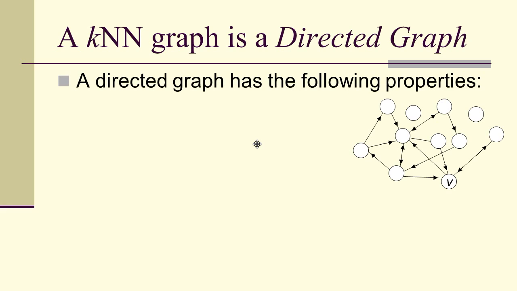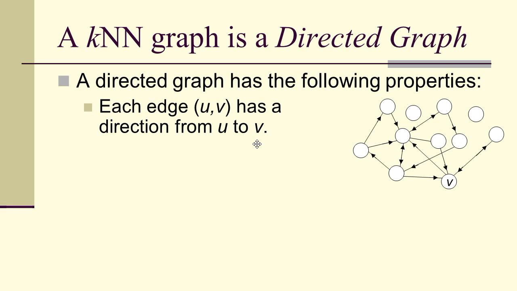Now, a k nearest neighbor graph is a directed graph. And a directed graph has the following properties. Each edge has a direction, and you can see in the diagram that we have edges that have arrows indicating their direction.